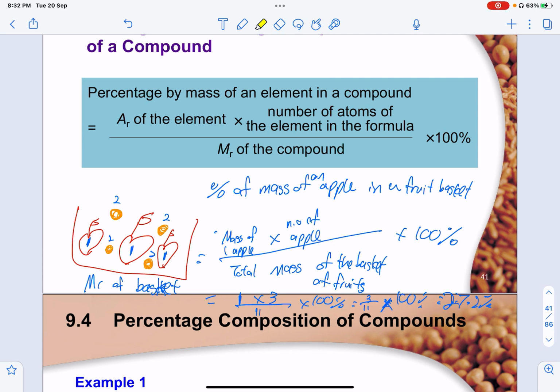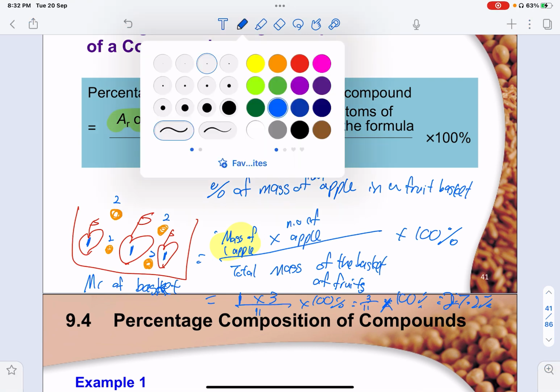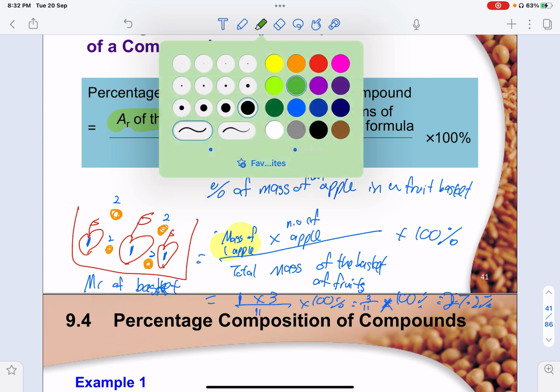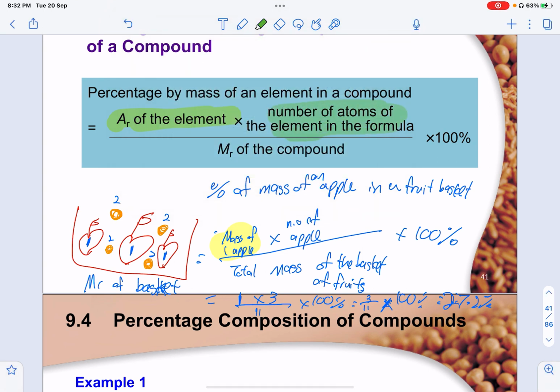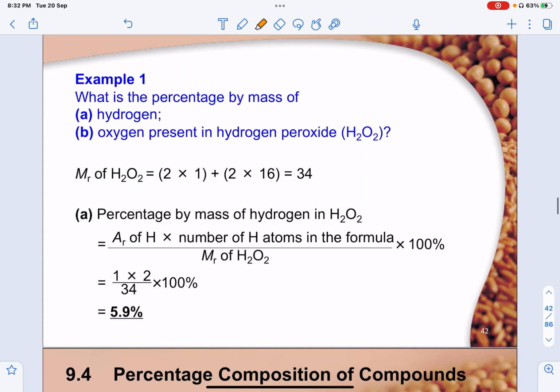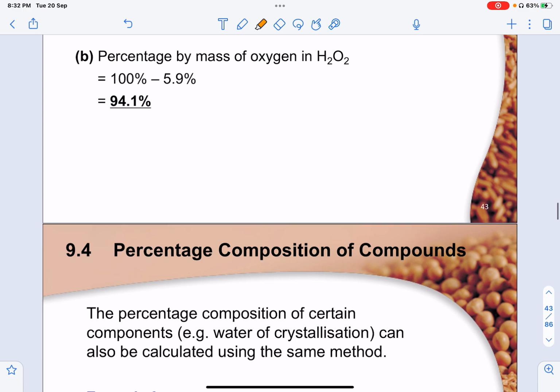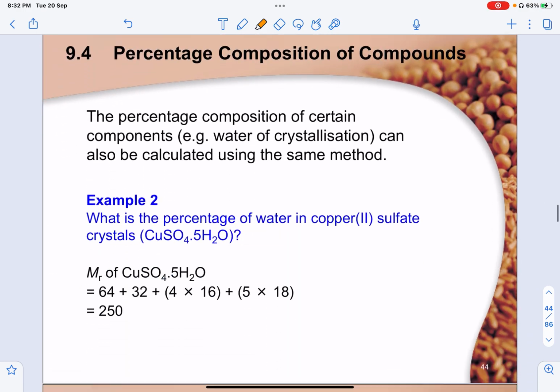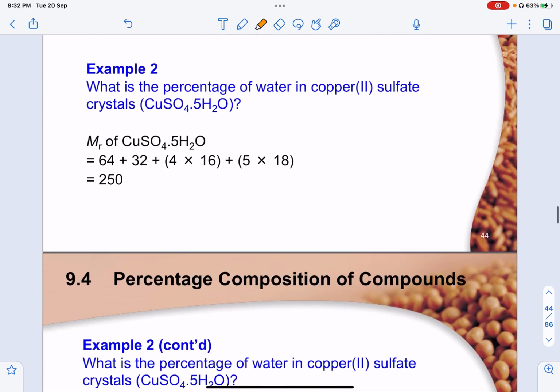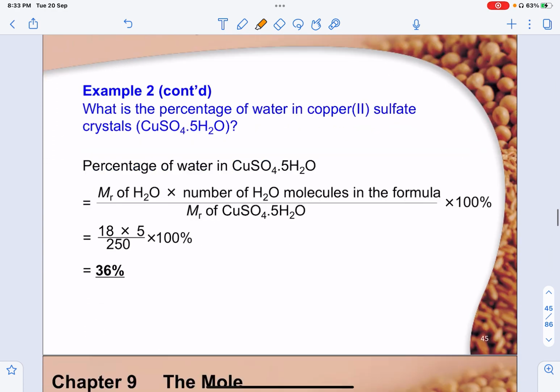So when we relate it back to the formula, the element here is apple. Mass of the apple is the AR of the element. The number of elements means the number of atoms of the element. So it's the number of apples, which is 3 in this case. Then of course the whole MR of the compound, which is the total mass of the fruits, times 100%. So generally that's how we get the percentage mass. Of course, all this you can just pause the video to look through how it's being done.